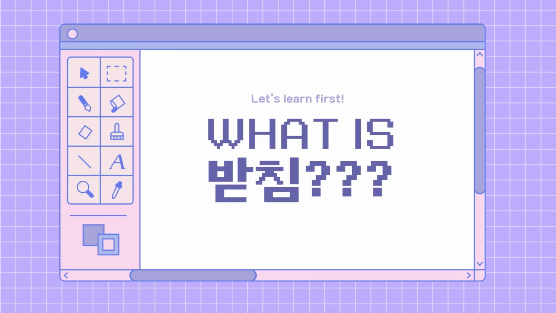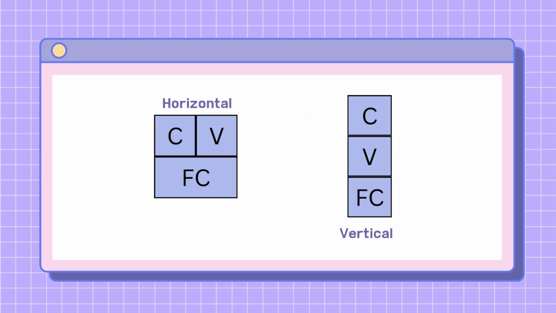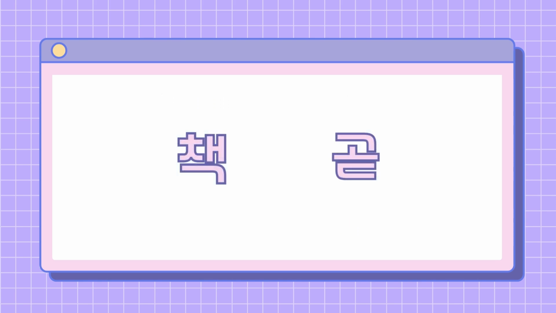First, let's talk about what is Batchim. Batchim is a consonant placed at the bottom of a syllable. Batchim is also known as the final consonant. There are two ways to write a syllabic block in a word, either using a horizontal vowel or a vertical one. Here are some examples. 책 and 꽃. In 책, the consonant kiok is the Batchim, and in 꽃, the consonant digeut is the Batchim.